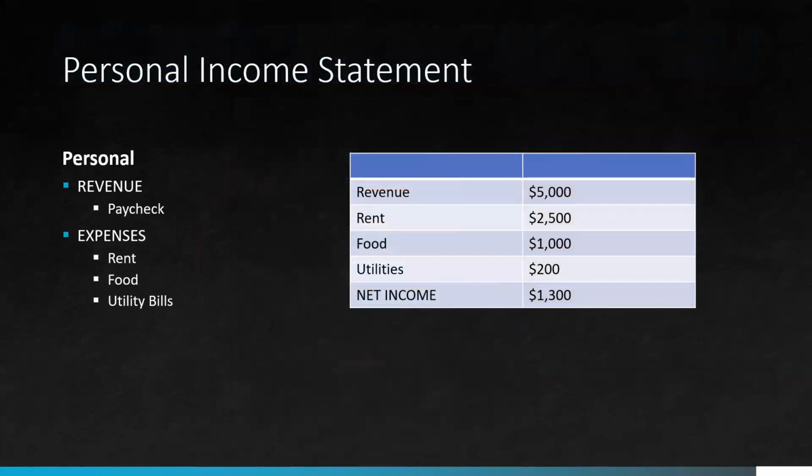So this just shows you how you can relate your personal life to an income statement. In your personal life, you have revenue, which is in the form of a paycheck. And then you have expenses, which are rent, food, utility bills, and entertainment, or whatever it may be. The concept is you take your revenue, say your paycheck is $5,000 a month, and you see your expenses here for rent, food, and utilities, and you subtract that from your revenue. So your net income is $1,300, which means you have $1,300 left over at the end of the month.